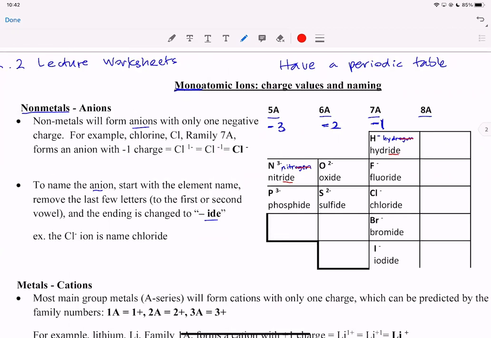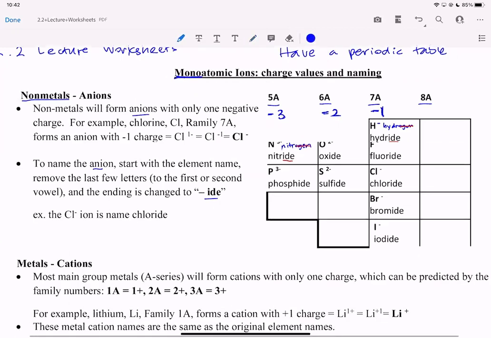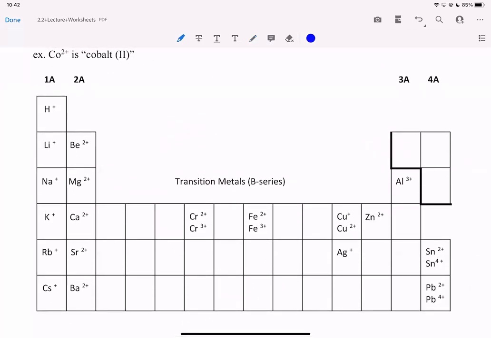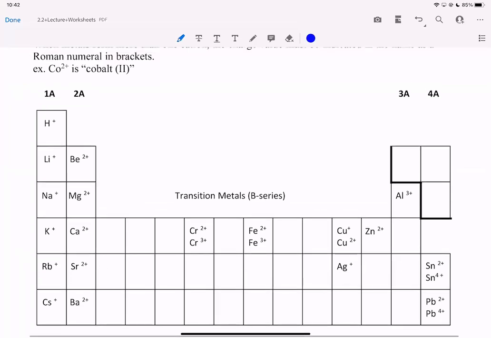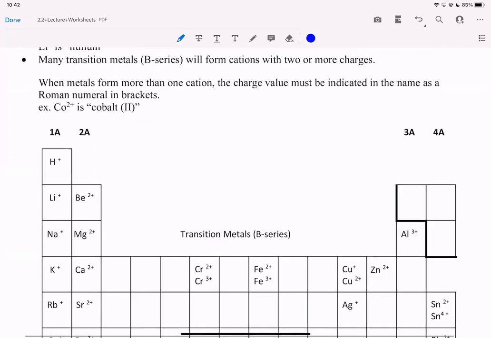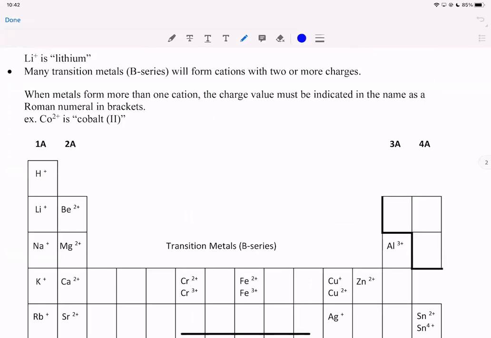Okay, so on the flip side, going down here, you have the other half of the periodic table, which is actually the majority of the periodic table, to the left of the stair-step line. I mentioned last time that everything to the left of the stair-step line are the elements in family 1A, 2A, and 3A. Now, those are all called the A series elements. And these A series elements are predictable. You can predict the ion charge.